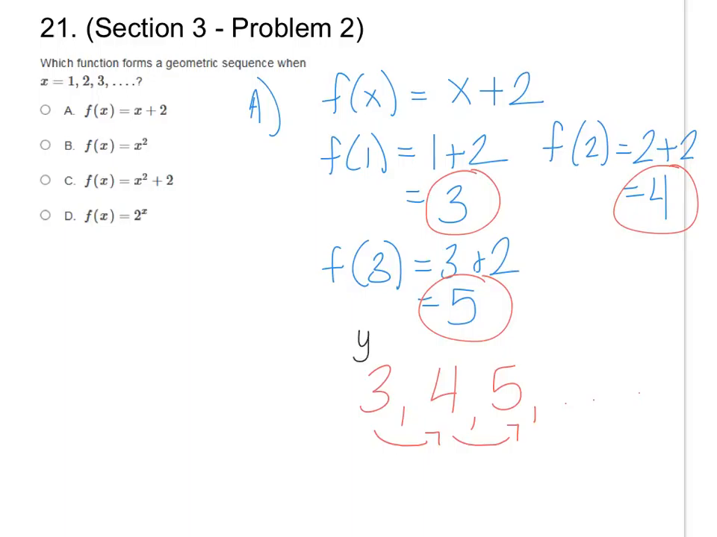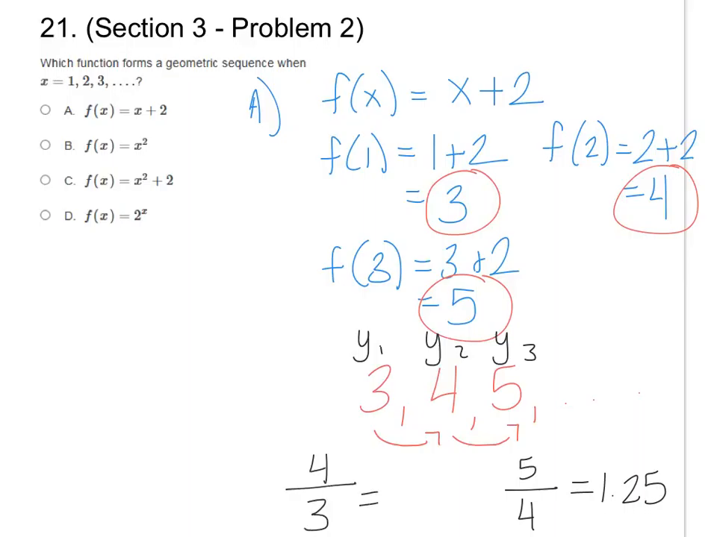So if I label this y sub 1, y sub 2, and y sub 3, I can take y sub 3, divide it by the term before it, and see what I get. That would be my ratio. So if I take 5 divided by 4, I get 1 1/4. Now I'm going to take my second term and divide it by the term before it. So if I take 4 divided by 3, I get 1.3 repeating.